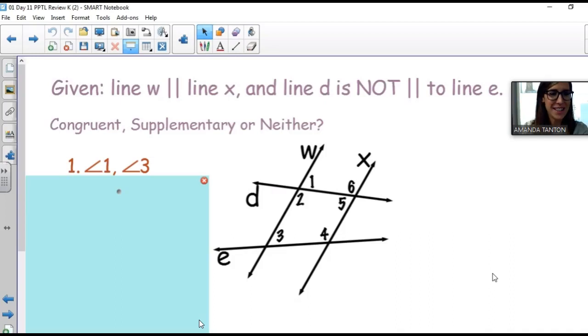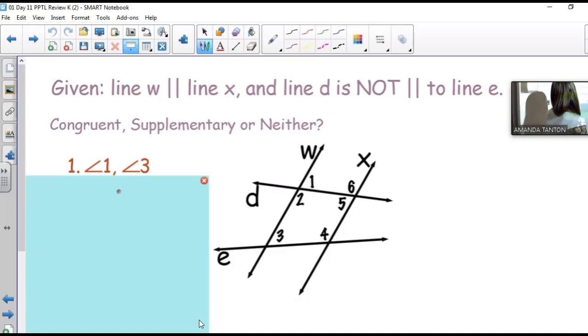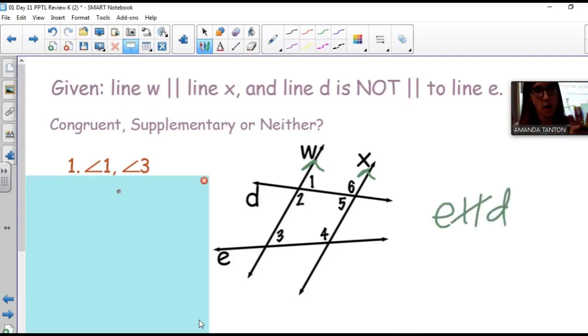Alright, so in this problem, you've seen this before on a homework. Given line W is parallel to line X, so I'm going to go ahead and add arrows to my picture. Line E is not parallel to line D, so I'm going to remind myself over here, whoa, those two are not parallel. Name the following angles. Categorize them as congruent, supplementary, or neither.